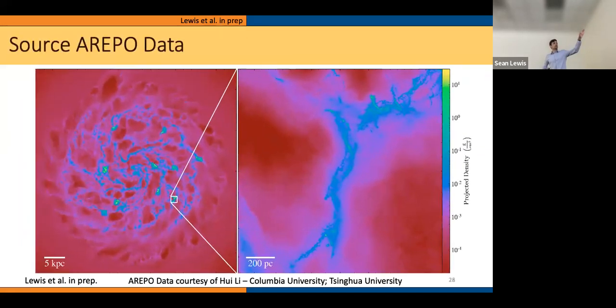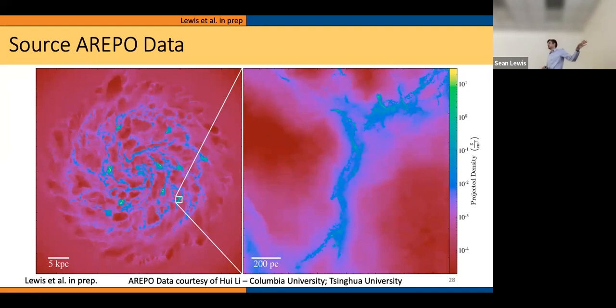So this is our Arepo data. So you recognize this is our galaxy that was being modeled. Again, this is from a colleague of mine, Hui Li, who was at Columbia University at the time. And from this galactic simulation, giant molecular clouds form under these more realistic galactic conditions, and we can extract one of those clouds as the snapshot of data. This is all in Arepo.